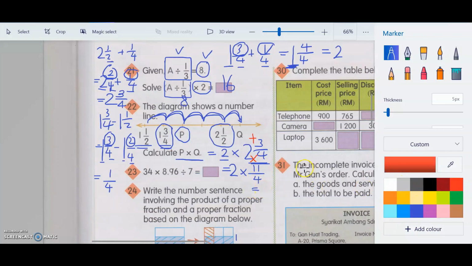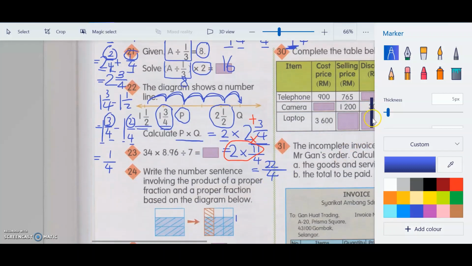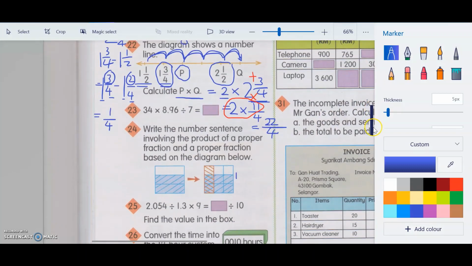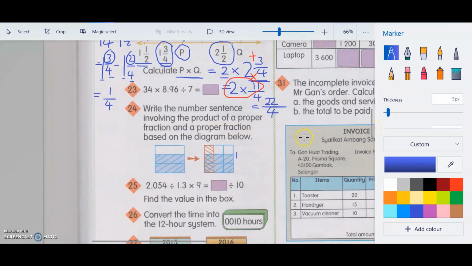Okay, so what's next? Now we take 2 times 11. So 2 times 11 is 22. The bottom is the same. You notice that the bottom number, or the denominator, is always the same. So now you change back to fraction. 22 divided by 4.